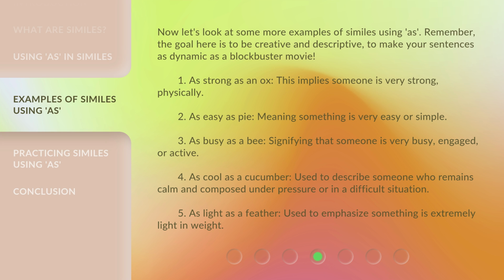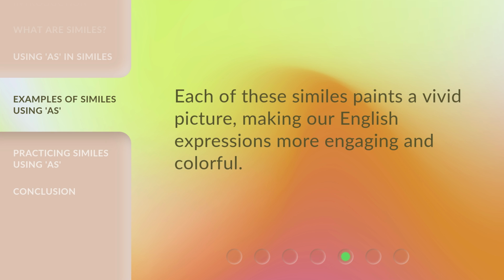3. As busy as a bee, signifying that someone is very busy, engaged, or active. 4. As cool as a cucumber, used to describe someone who remains calm and composed under pressure or in a difficult situation. 5. As light as a feather, used to emphasize something is extremely light in weight. Each of these similes paints a vivid picture, making our English expressions more engaging and colorful.